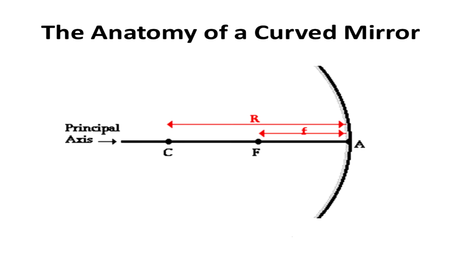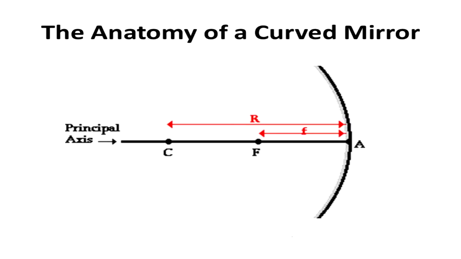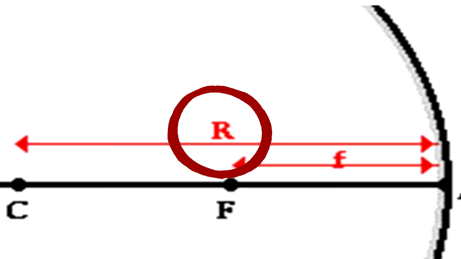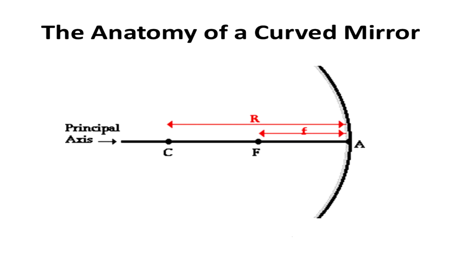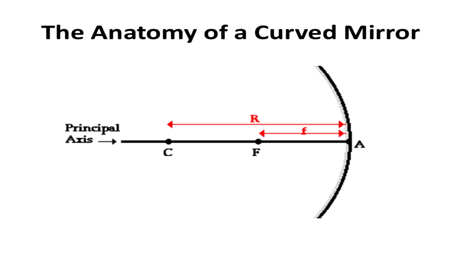Midway between the vertex and the center of curvature is a point known as the focal point. The distance from the vertex to the center of curvature is known as the radius of curvature. The radius of curvature is the radius of the sphere from which the mirror was cut. Finally, the distance from the mirror to the focal point is known as the focal length. Since the focal point is the midpoint of the line segment adjoining the vertex and the center of curvature, the focal length would be 1/2 the radius of curvature.